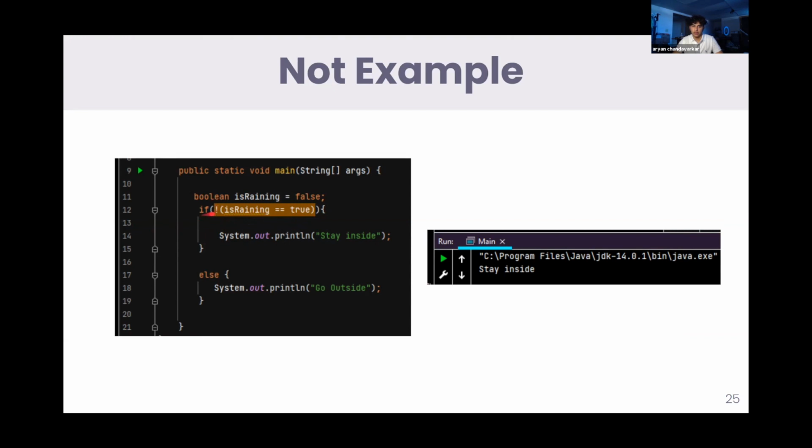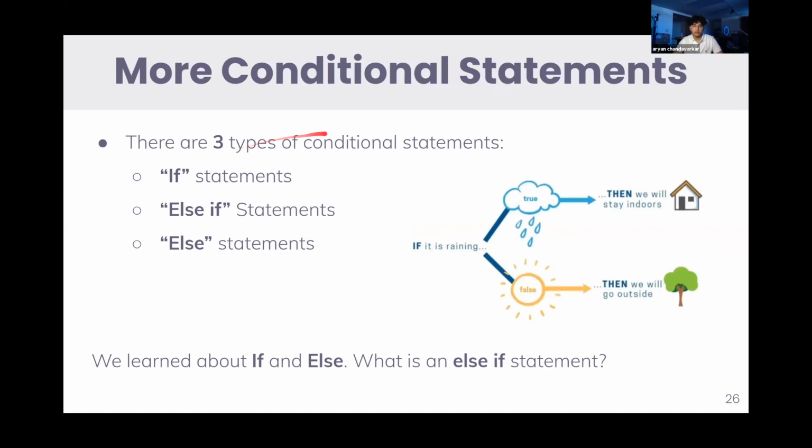So if isRaining is not true, that's how you would read this. If isRaining is not true, then stay inside. So if it's not raining, stay inside. So those are all the different operators that we can use. Does anyone have any questions on the NOT operator? Because I know that one's a little bit confusing.